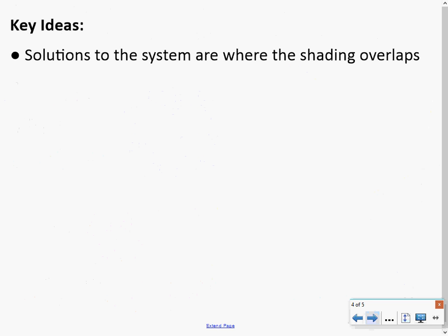So the key ideas here are that when we're graphing a system of linear inequalities, we're looking for points in the overlapping shaded regions. Each inequality has its own shaded region. We are looking for the points where they overlap.